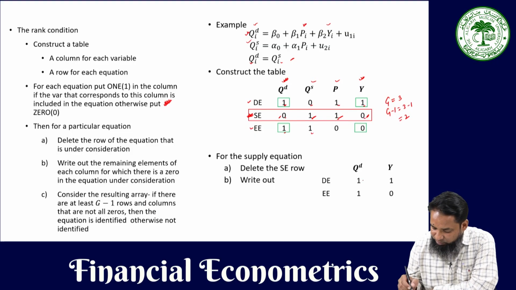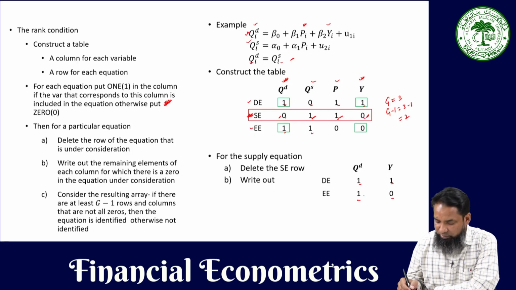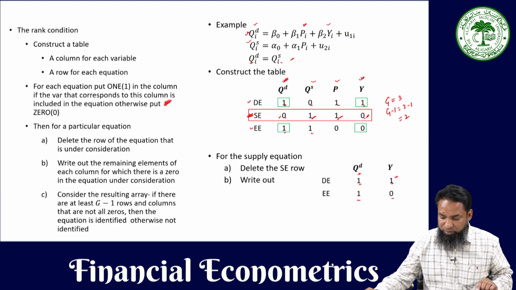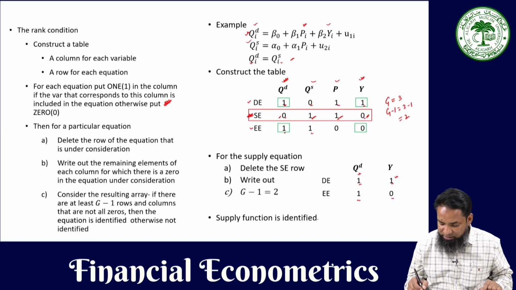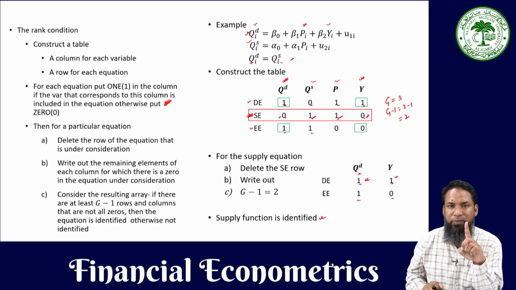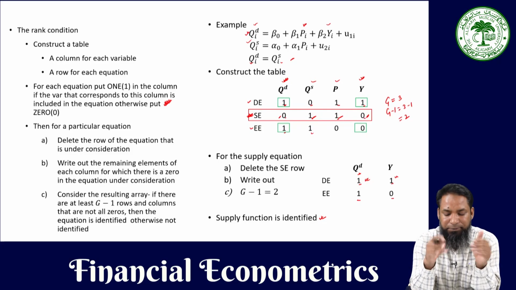Now let us take this particular row. Not all elements are 0. In fact, there is no 0. In this one column we have 0, but in another there is none. If you take the column, again there is no 0 at all. Here at least one row is not 0. That means this g minus 1 should be equal to this here, 2, and therefore the supply function is identified, because here we have 2 rows and 2 columns which do not have all elements 0. Therefore this particular supply function is identified.